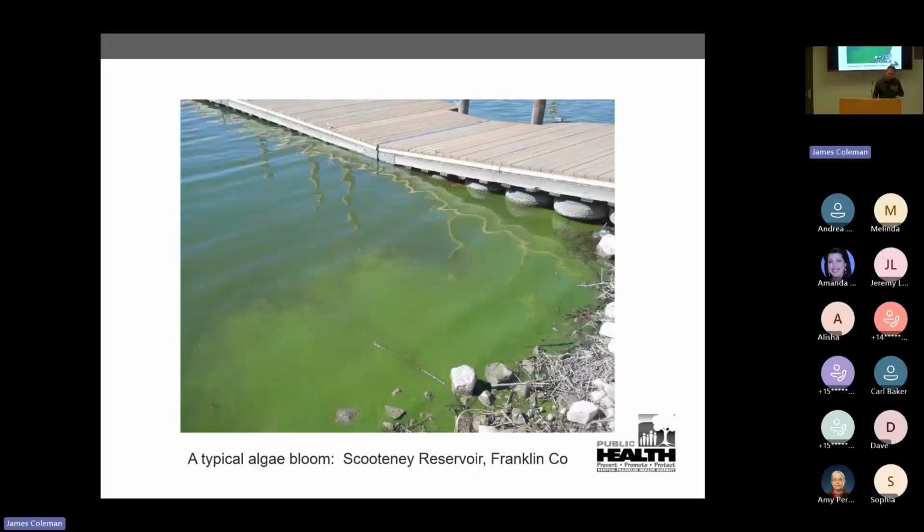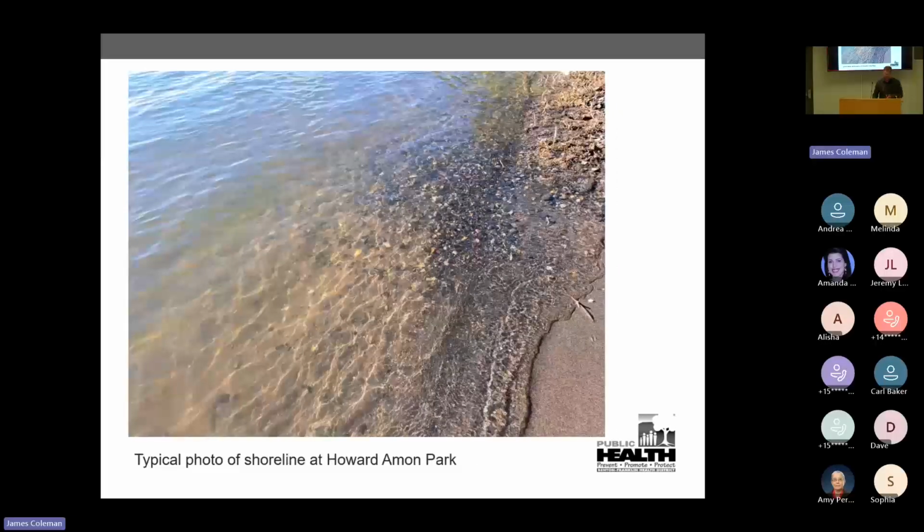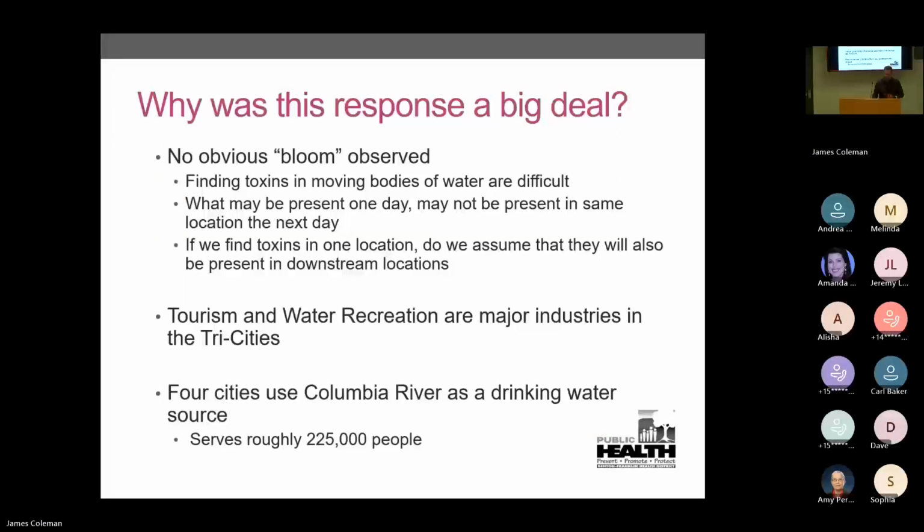And I was just, for emphasis, this is typically what we see. This is kind of what we were seeing in the Columbia. So this was a very big deal for many reasons. Like I said, there was no obvious bloom. That's usually what we're using to key in on, and we didn't see that. It was surprising that we found this in a clear river.